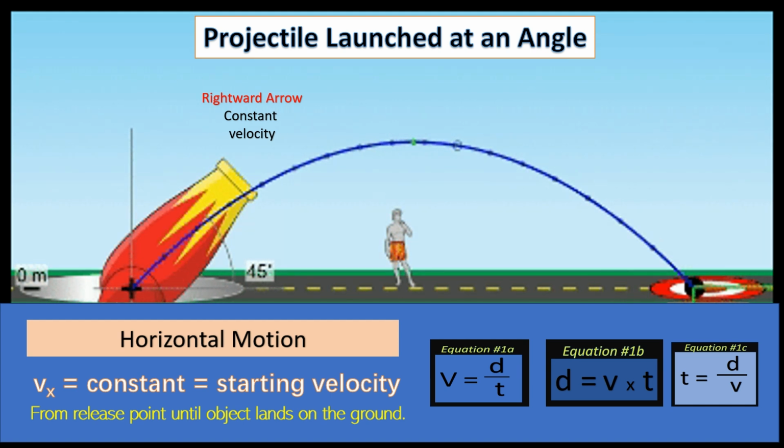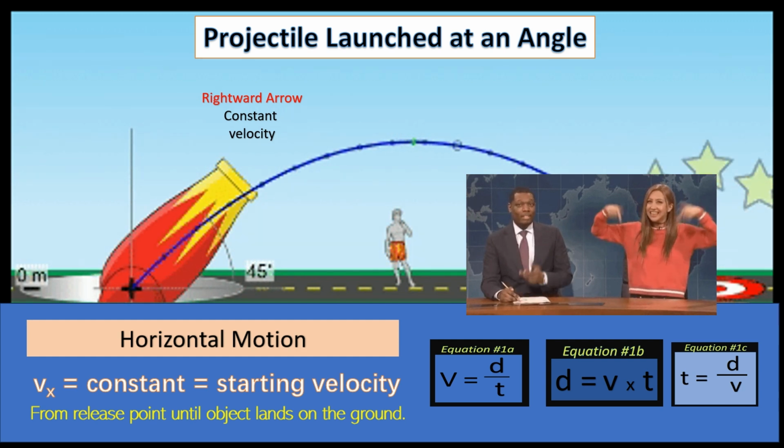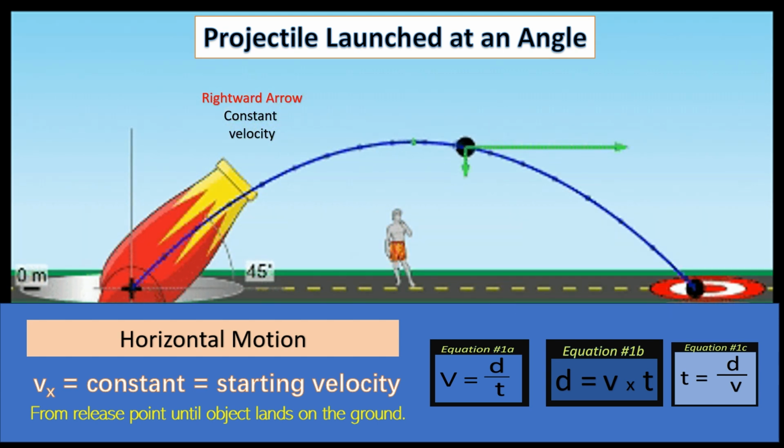So for problem solving, we always remember that the velocity is constant, and therefore we will use equations for constant velocity motion. If the problem is asking for horizontal quantities, we will use these constant velocity equations. If it's asking for a horizontal velocity, we use equation 1a. If the unknown is a horizontal distance or the range, we use equation 1b.